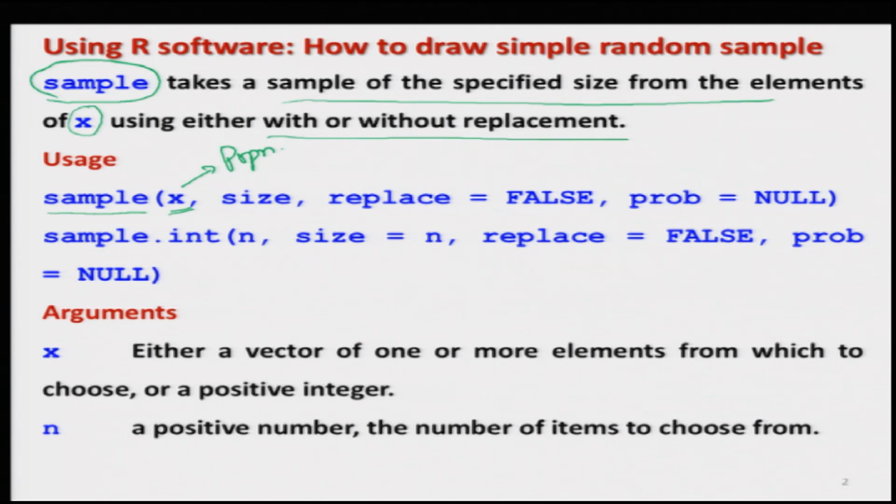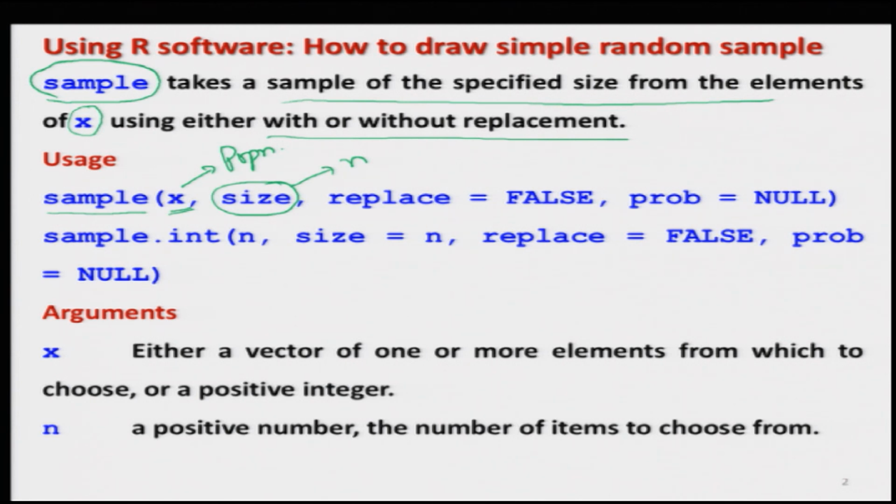Then followed by comma, there is another parameter, size. Size will give you an idea about small n. So, that means how many units, or what is the sample size which you would like to draw from the data vector x, which is of size capital N.